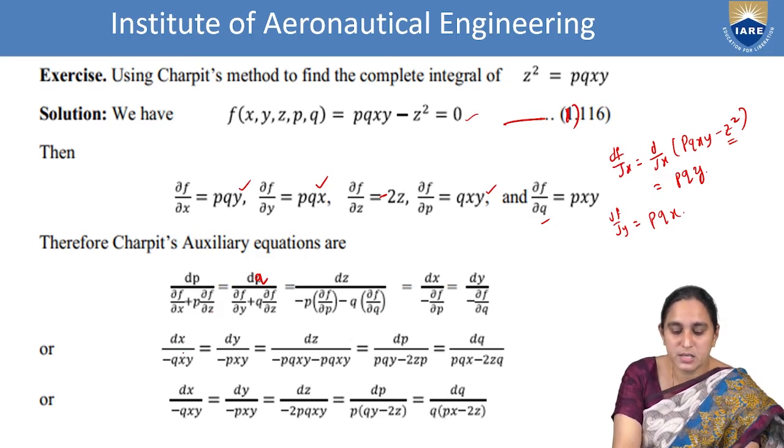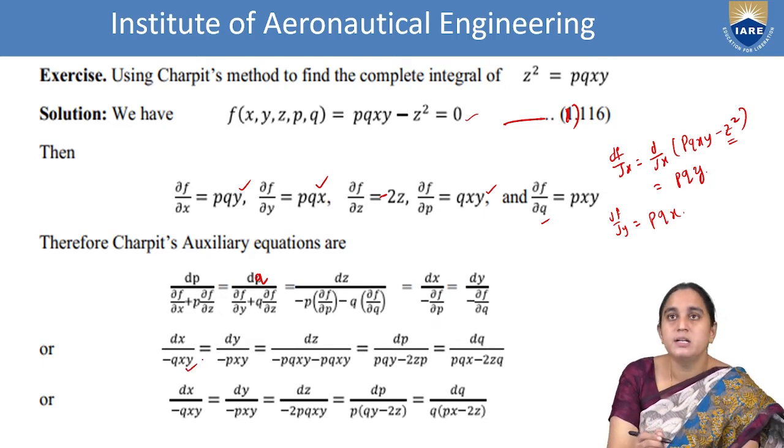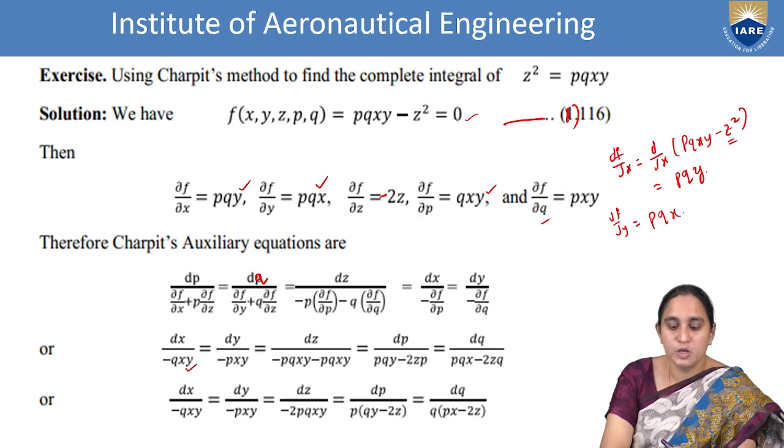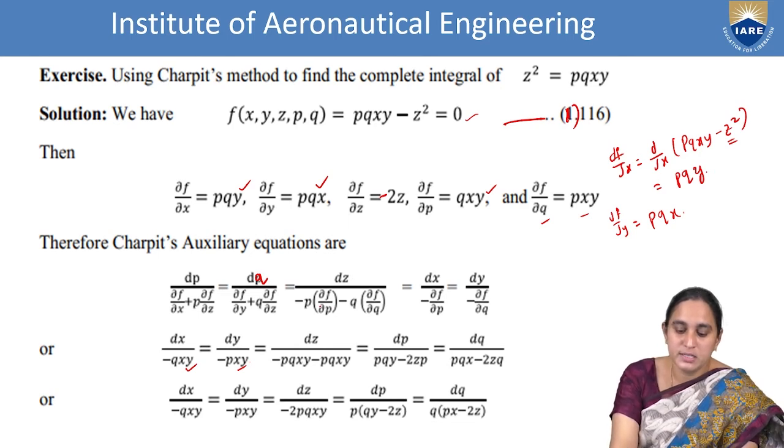But here I am taking first dx by minus dou f by dou p, that is qxy, that is dx by minus qxy, and dy by dou f by dou q, pxy, that is dy by minus pxy. And dz by minus p into dou f by dou p minus q into dou f by dou q, that is minus pqxy minus pqxy, that is equal to dp by, okay, dp means what?